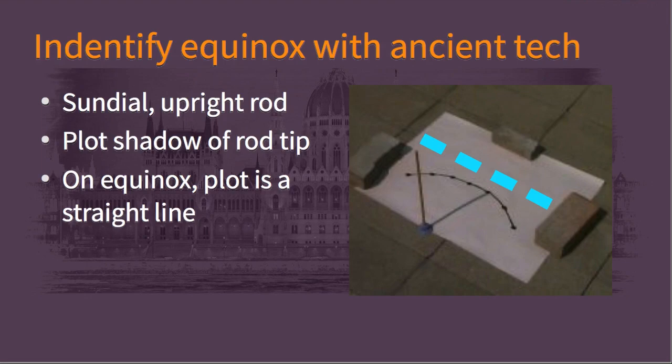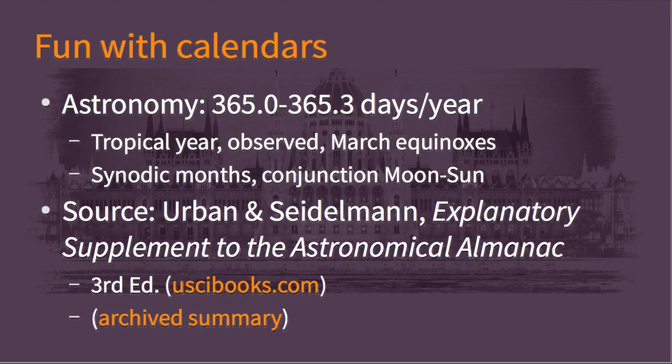Which means that humans have known that the sun's relationship to the Earth changes over a cycle and have been able to identify at least the equinox points of that cycle with good precision for a long time. So from this comes calendars.